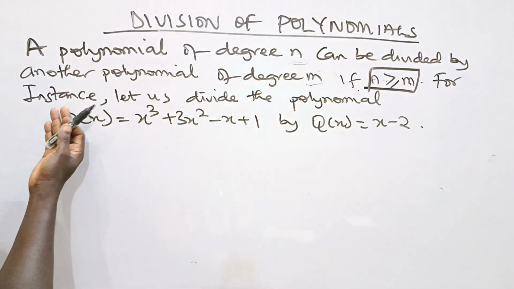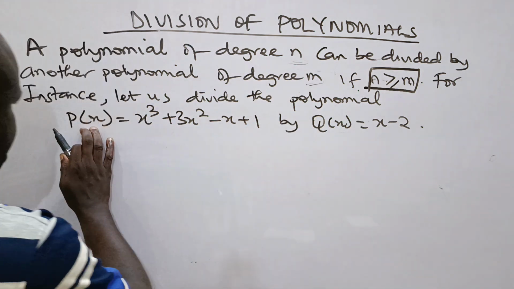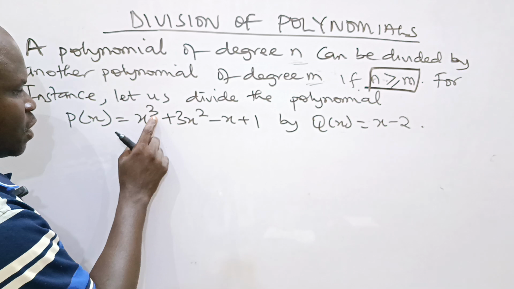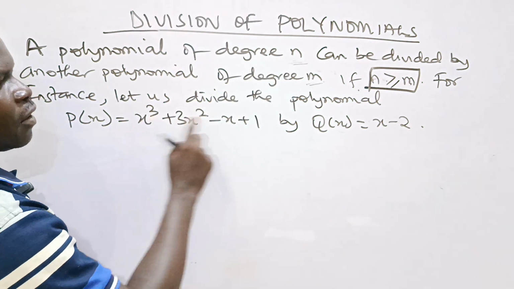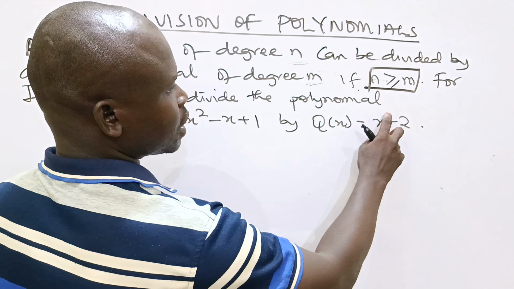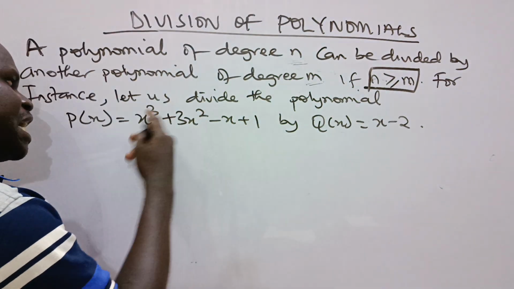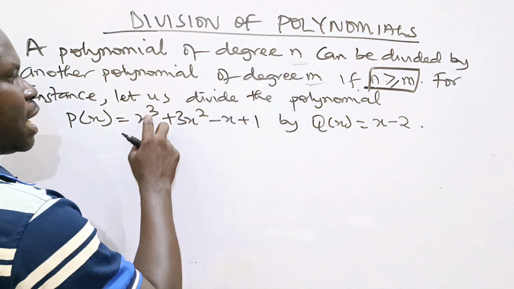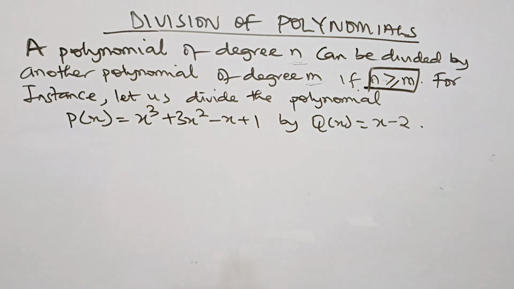So for instance, let us divide the polynomial p of x by q of x. Look at what the highest degree of p of x is, 3. So in this case, n is 3, while the highest degree of q is 1. So 3 is greater than or equal to 1, so it is possible. But let's assume that p is degree 1, and m is degree 3. Division of polynomial is not possible.